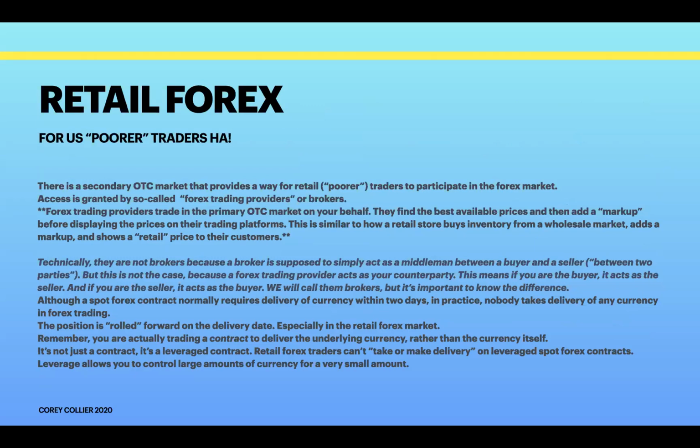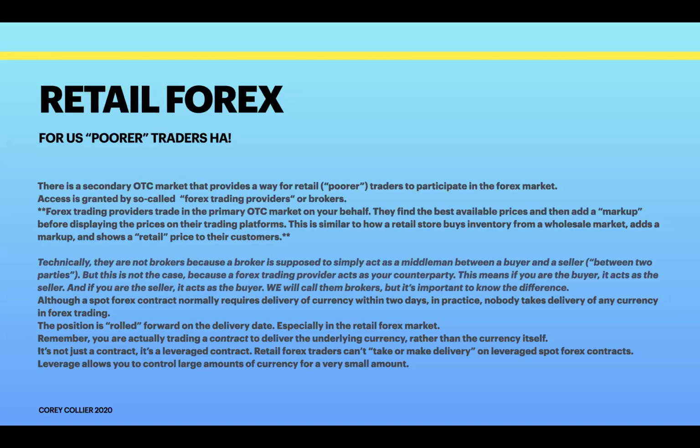The secondary over-the-counter market that provides a way for the people who lack the liquid equity to participate in the Forex market is called retail Forex. Access is granted by so-called Forex trading providers, or brokers. Forex trading providers trade in the primary over-the-counter market on your behalf. This is what I was mentioning earlier. They trade in the spot Forex, okay?